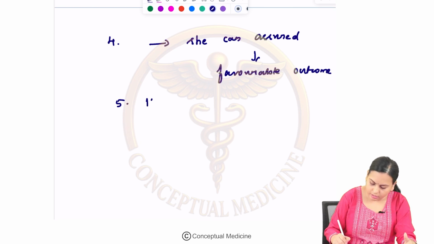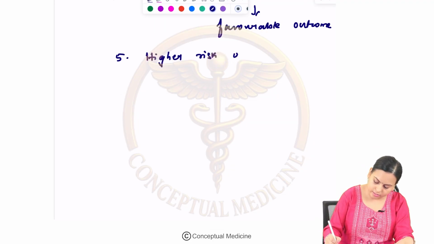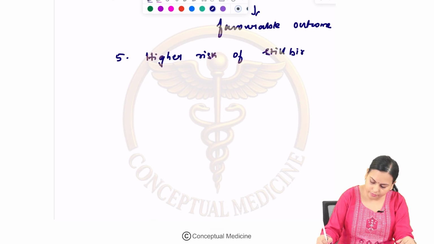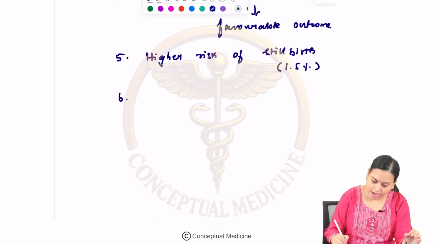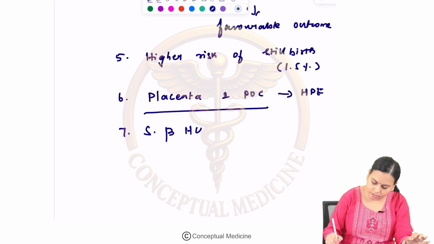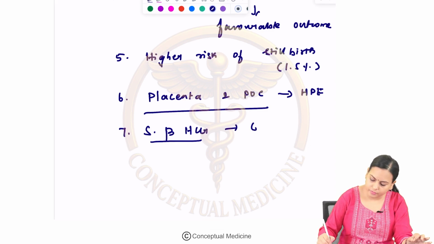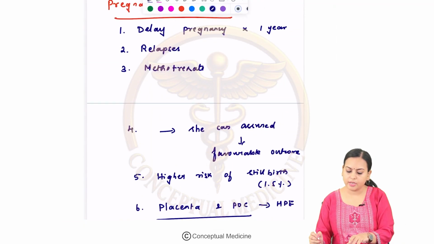and you have to keep one point, there is a higher risk of stillbirth in these people, that can be around 1.5%, and after delivery you should definitely send the placenta as well as the products of conception for histopathological examination, and serum β-hCG levels should be measured 6 weeks postpartum. Okay, so this is how you will follow up a woman if she wants to plan pregnancy.